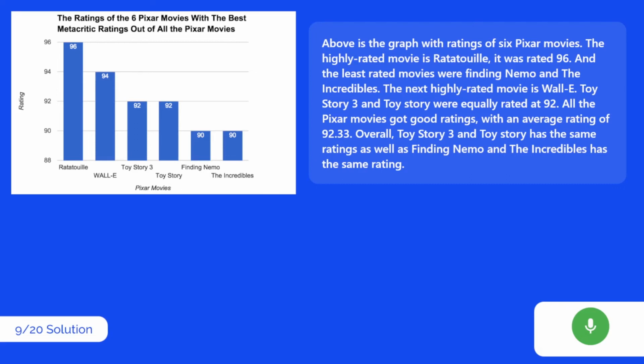All the Pixar movies got good ratings, with an average rating of 92.33. Overall, Toy Story 3 and Toy Story have the same ratings, as well as Finding Nemo and The Incredibles have the same rating.